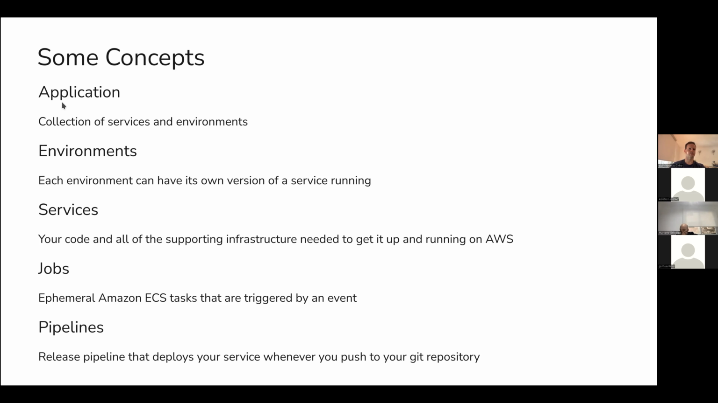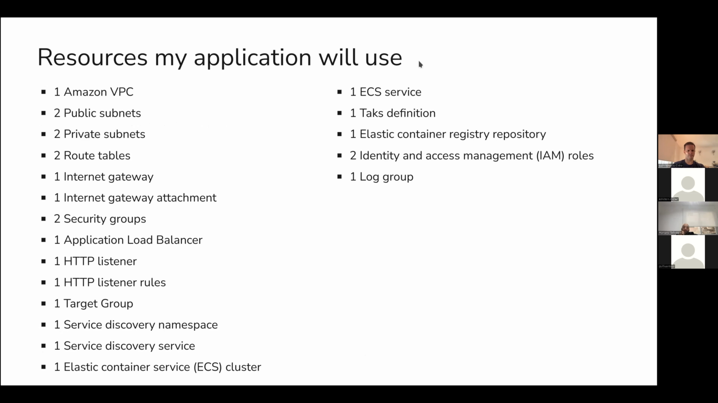So today I will show you just a demo application that I made for this presentation. The interesting thing is, these are all the resources that my application will use, and these are all the resources you might have to understand if you are not using Copilot. So we will have an Amazon VPC with 2 public subnets and 2 private subnets. That's the recommendation from AWS.